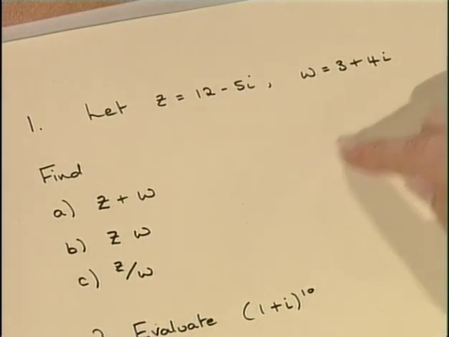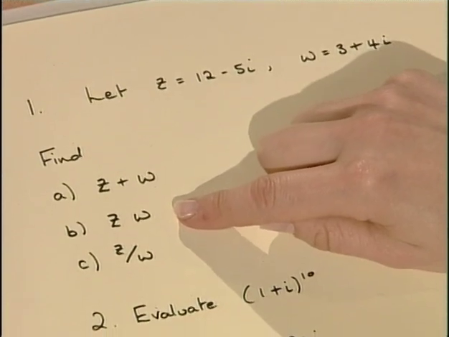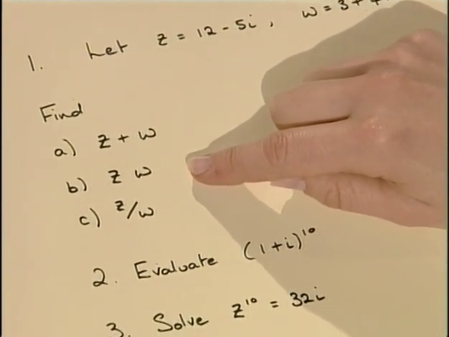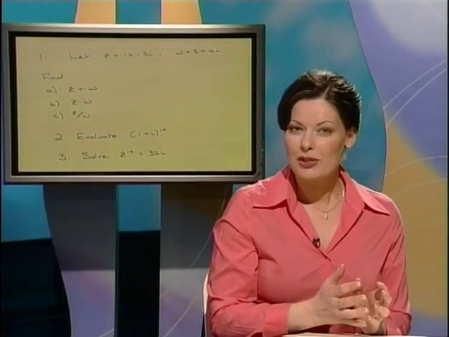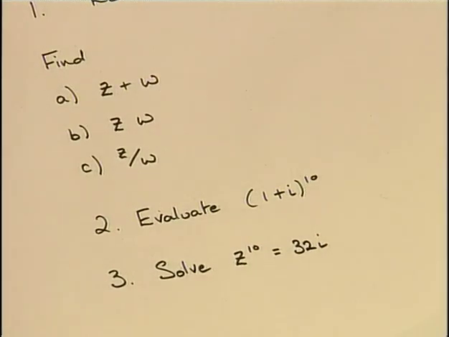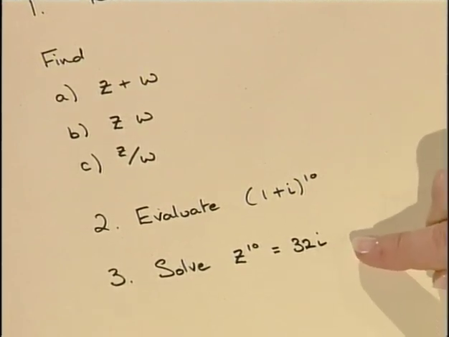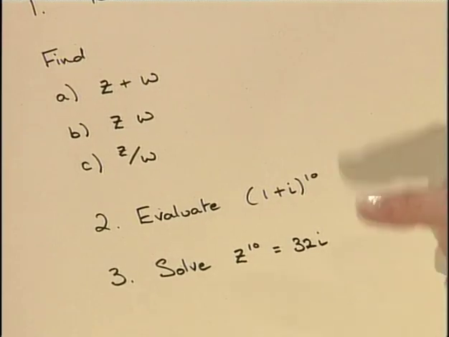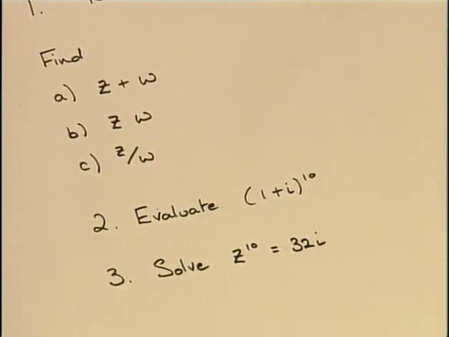In the first problem, we're given two complex numbers, z and w. And we're asked to add them, z plus w, multiply them, z multiplied by w, and then divide one by the other, z divided by w. The second problem looks a little bit more challenging. We're given a particular complex number, and we've been asked to evaluate the 10th power of it, in other words, to find that complex number to the power 10. So that's essentially multiplication. And finally, we're given a question where we have to solve an equation involving complex numbers. So the answer will probably be a complex number.